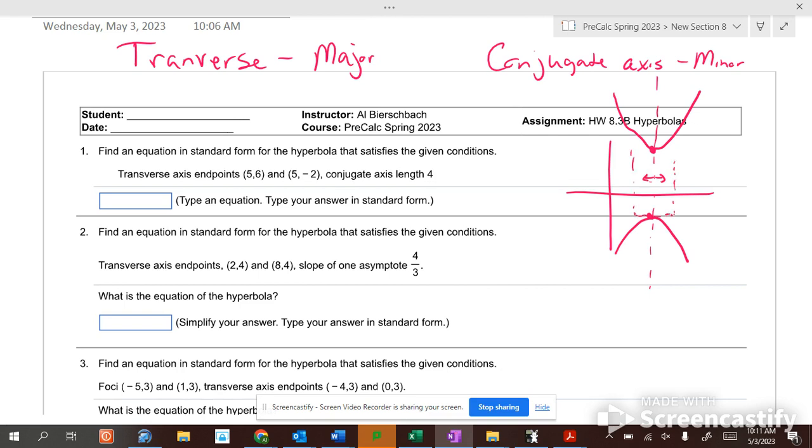So you have like a little rectangle in here that helps you out to make your asymptotes. Okay. So we have to figure out what the equation is. Well, first we have to figure out where the center is. What's the center of (5, 6) and (5, -2)? (5, 2). Okay? The major axis is up and down. So what is positive? Y squared or x squared?